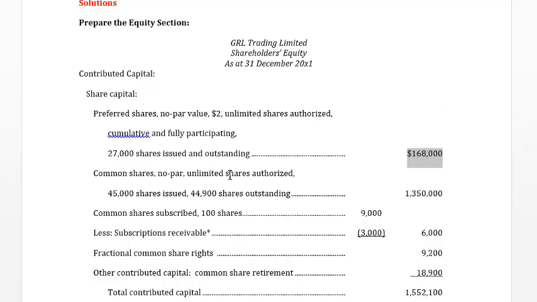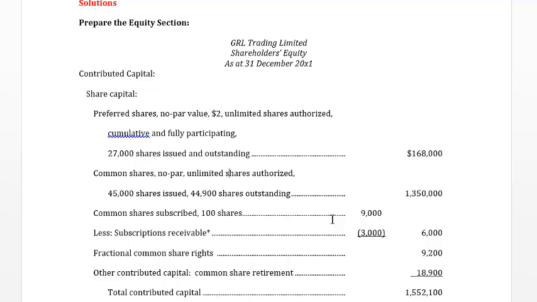We also know that we have some common shares here, and the common shares are again no par, unlimited, and we have 45,000 shares issued, and they told us that 44,900 are outstanding, and that's because 100 of them are treasury shares. With the treasury shares, you'll remember that treasury shares are shares that have been bought back from investors by the company, and the company intends to reissue them.